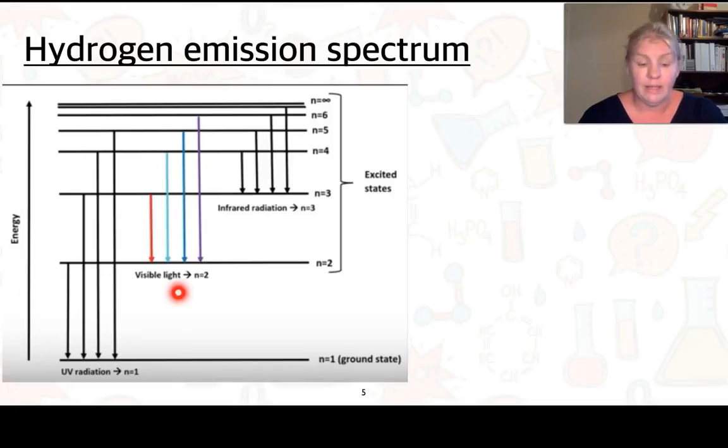The visible light corresponds to the transitions to the n equals 2 level. This one here is where we have violet as the highest energy and red as our lowest energy. Finally, electron transitions to the n equals 3 correspond to the infrared radiation. They have the lowest energy, low frequency, but the longest wavelength.